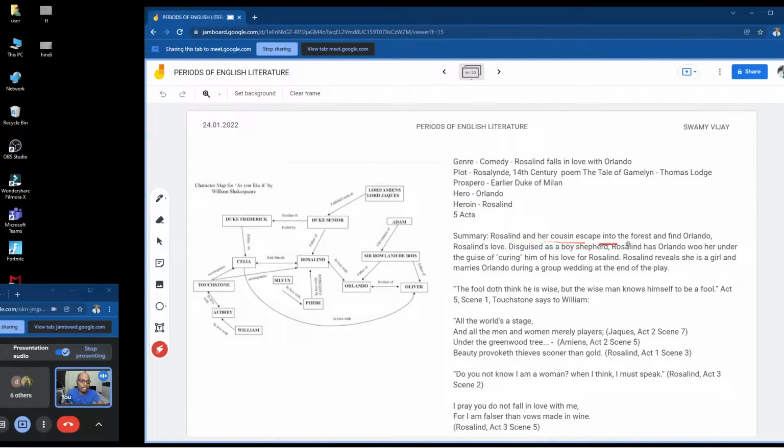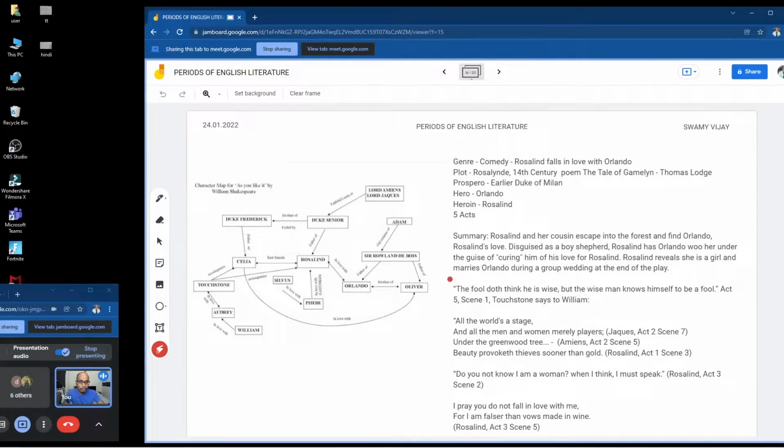Rosalind and her cousin escape into the forest and find Orlando. So when she fell in love and all these brothers were fighting, Rosalind and her cousin escape into the forest and find Orlando, Rosalind's love. Disguised as a boy shepherd, Rosalind has Orlando woo her under the guise of curing him of his love for Rosalind. Rosalind reveals she is a girl and marries Orlando in a group wedding at the end of the play. All Shakespearean comedies end with a happy ending. There was no bloodshed, no war, no fighting. Happy endings are one of the features of Shakespeare's comedies.